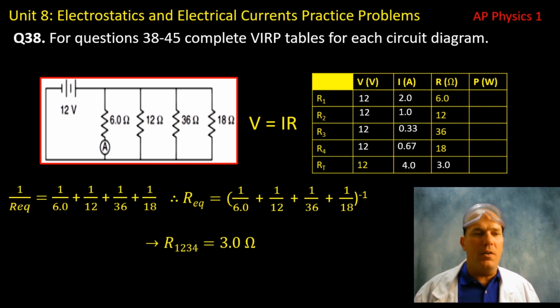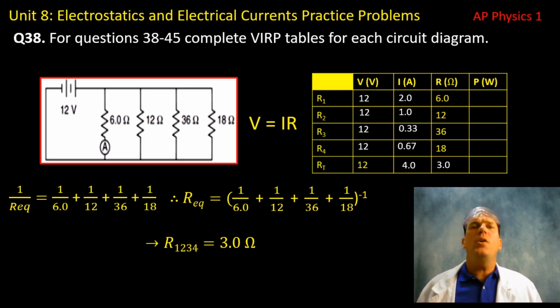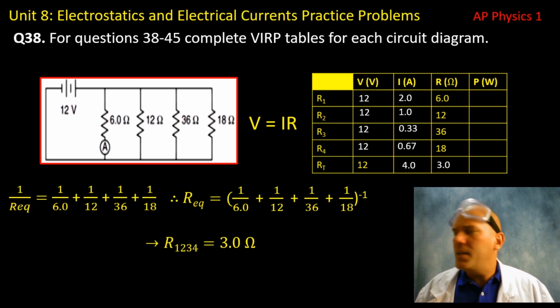Something else to make note of. Resistor 1 has the greatest current through it. Well, resistor 1 also has the lowest resistance, and therefore it would make sense that the lowest resistance has the highest current due to that inverse relationship.